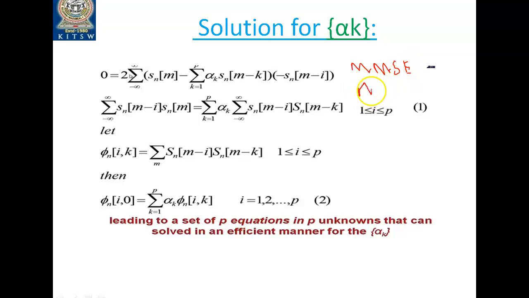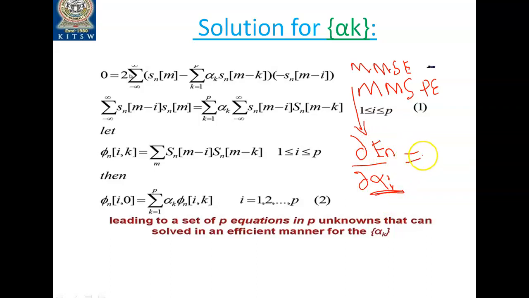But particularly speaking, this is the minimum mean square prediction error, because you are predicting the current speech sample, so there will be some error produced. That error I am calling the prediction error, and that we need to minimize. What is the procedure we have already adopted to minimize it? We take the first derivative of the energy of the error with respect to alpha i equal to 0.